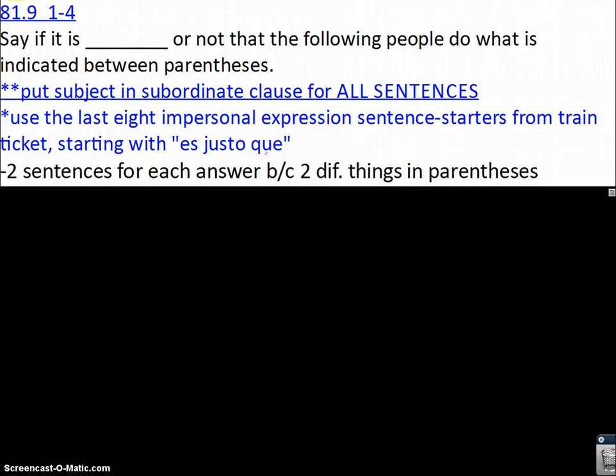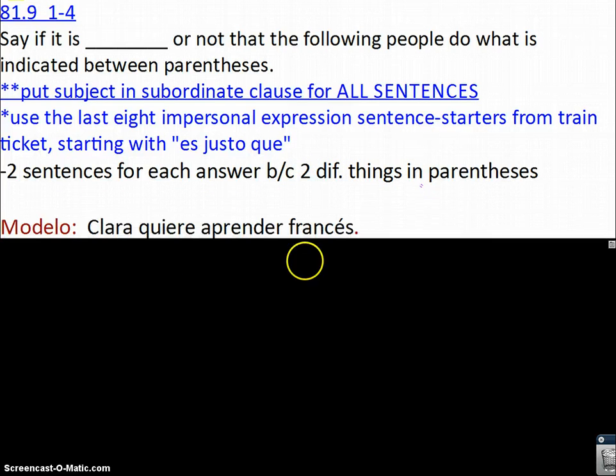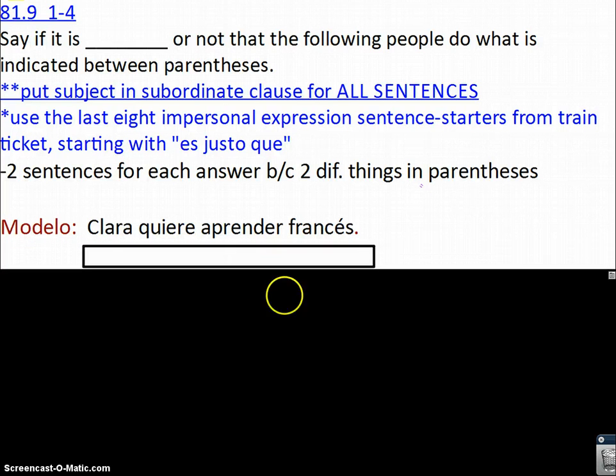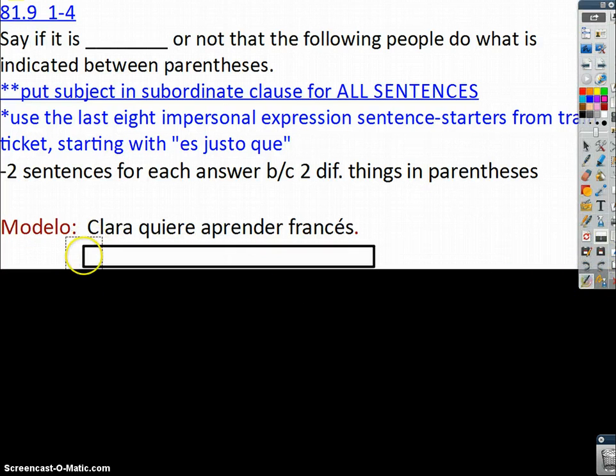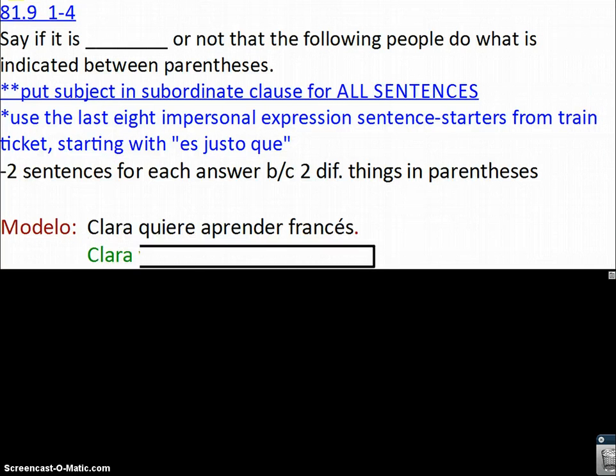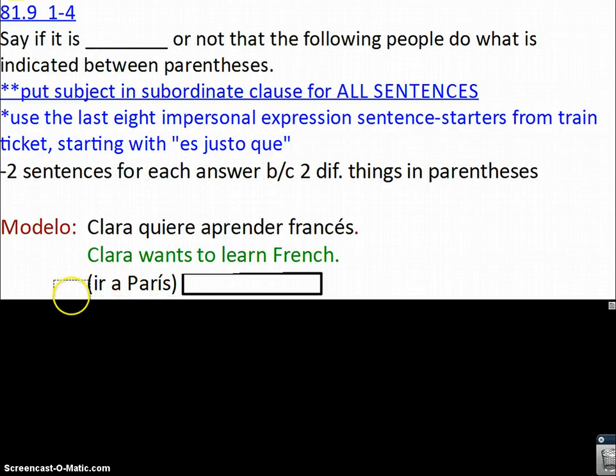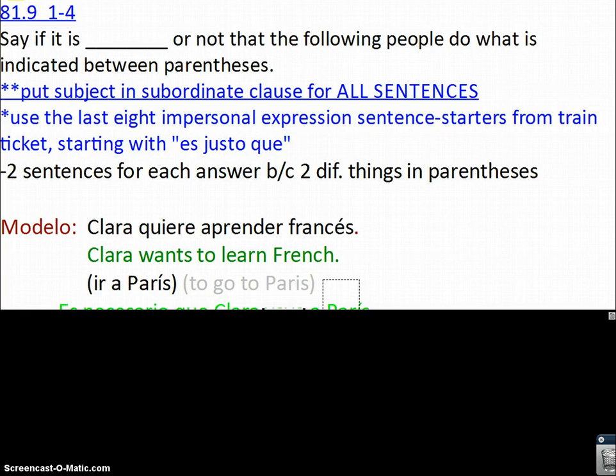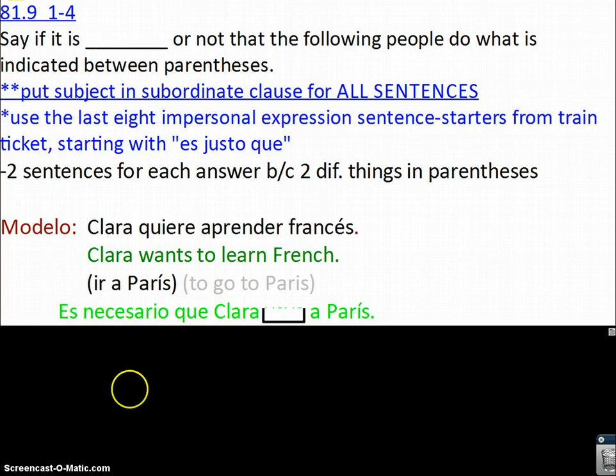You're going to be writing 2 sentences for each one because there are 2 different things in parentheses. So let's look at the modelo. In the modelo it says Clara quiere aprender francés. So of course on my paper I'm going to translate that. Of course you guys won't because it's the modelo. But it says Clara wants to learn French. Then I'm going to look at the information in parentheses. And it says ir a París. I'm going to think to myself, okay, that means to go to Paris. And in the modelo, they're using the phrase es necesario que. So if Clara wants to learn French, I'm going to ask myself, is it necessary that Clara go to Paris?